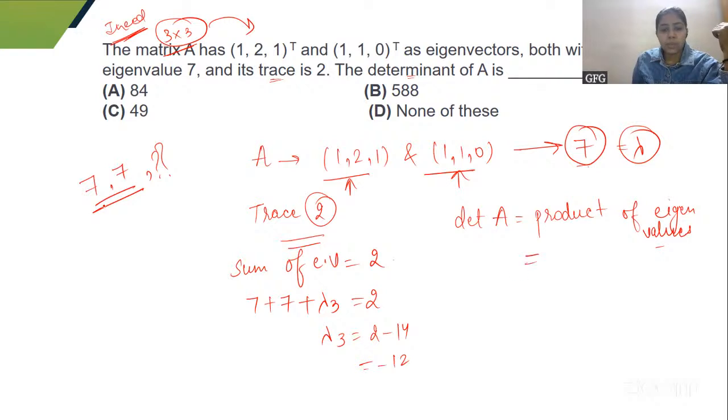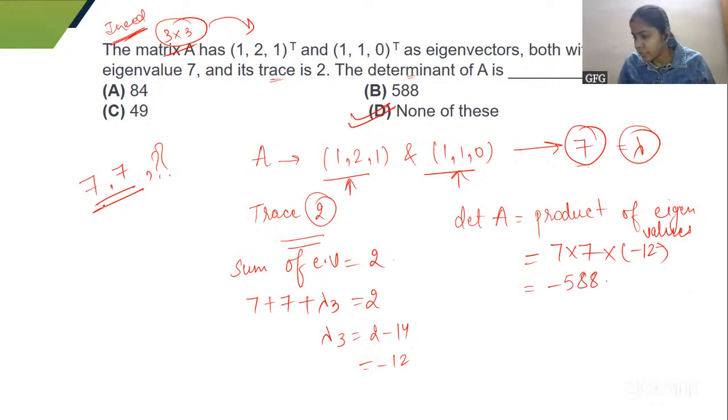Now you can find the determinant: 7 into 7 into minus 12. On solving, you would get minus 588, which is none of these options. None of the options matches my answer, so here option D is correct. I hope all of you get why option D is correct.